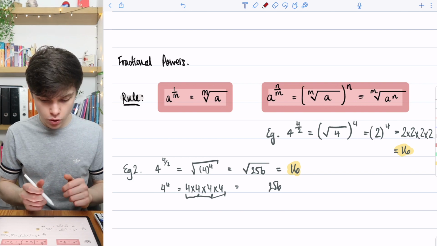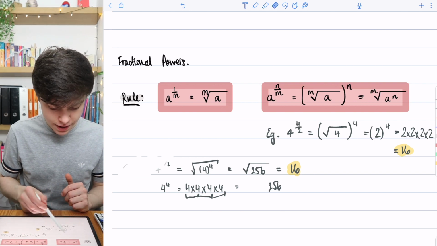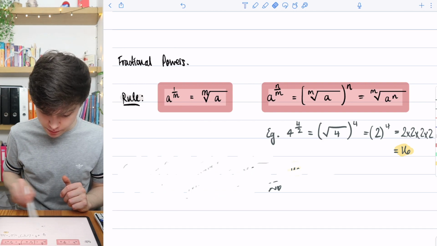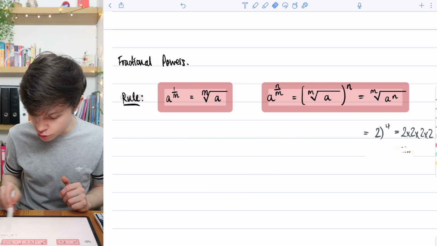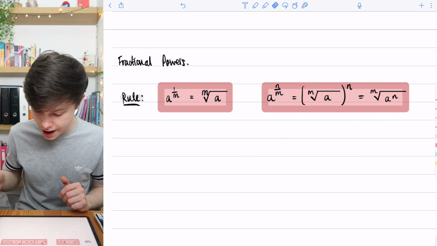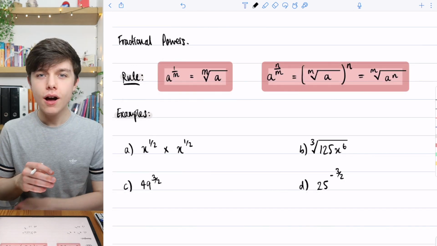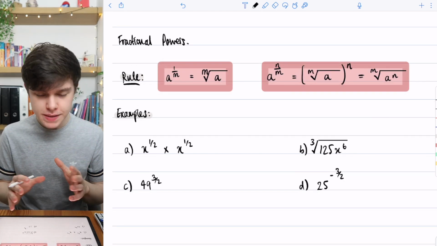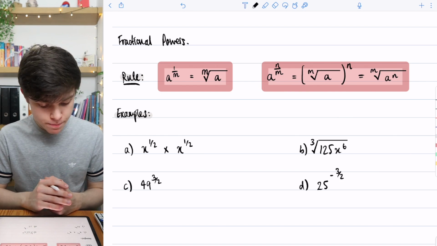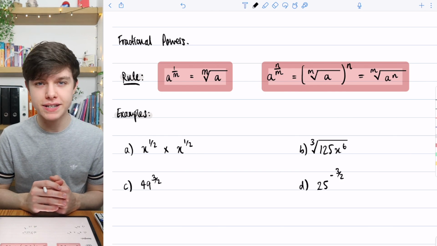We covered the 2 other rules, as I call them, in the previous video, and I'm just going to rub that out so that I have a bit more room. Let's have a look at some examples. Alright, here are 4 examples. We'll just do 4. You can press pause and have a go at them if you want, and then you can press play whenever you're ready.